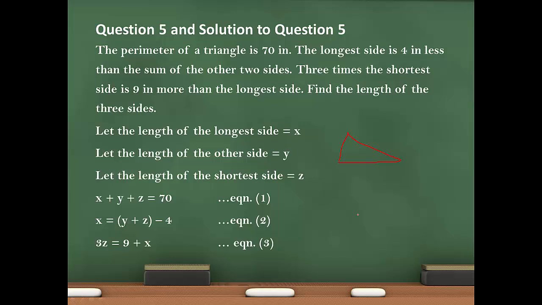Then it says that the longest side, which we designated as x, is 4 inches less than the sum of the two other sides. So that means you add the two other sides minus 4. That gives you equation 2. And then 3 times the shortest side is equal to 9 inches more than the longest side. 3z will be 9 plus x. That gives you equation 3.